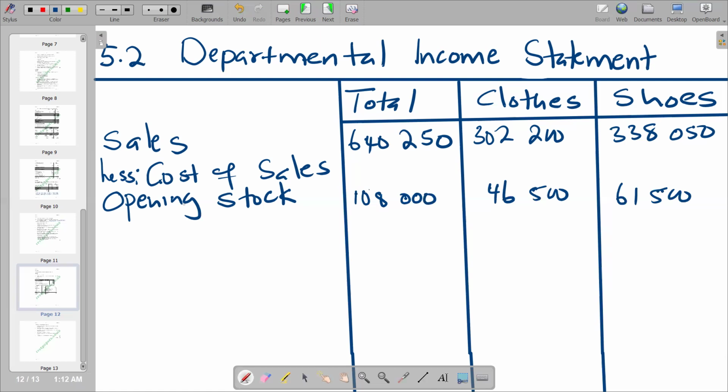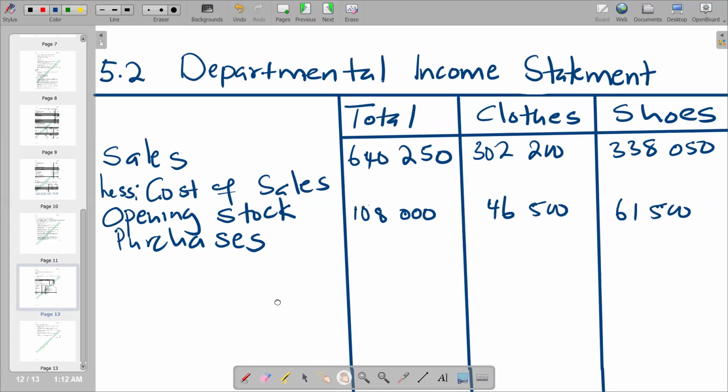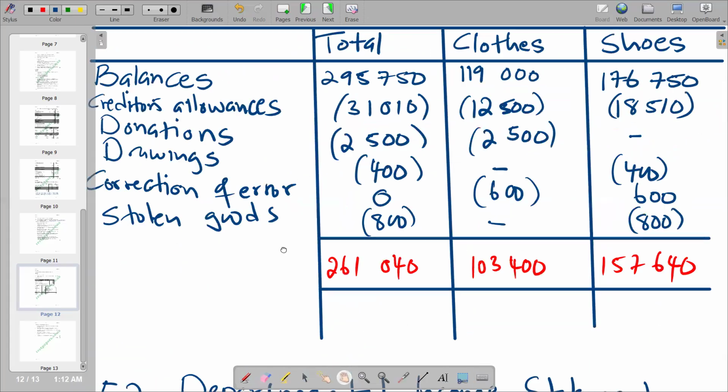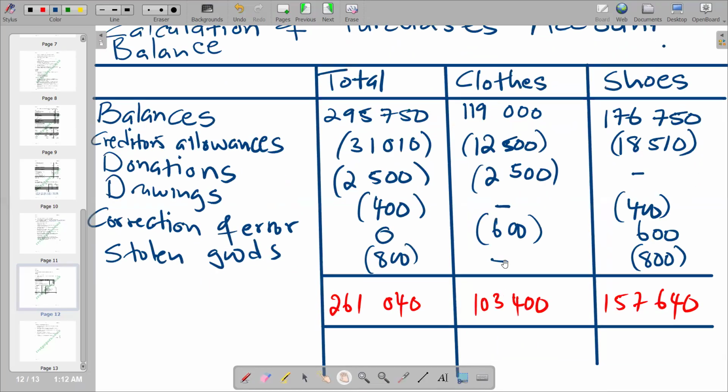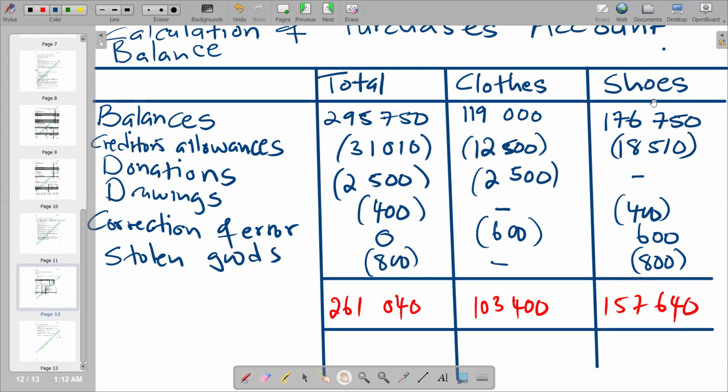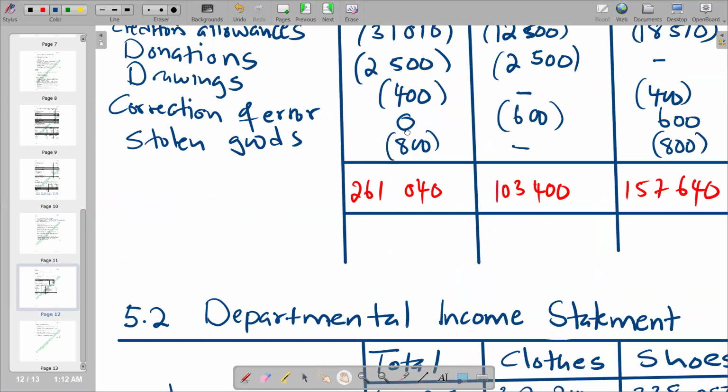So from there, we are supposed to add our purchases. And we take note that the figure for purchases, we calculated it here. This is the calculation of purchase account balance. So for clothes, the figure that we got was 103,400. For shoes, 157,640. So for the total figure is 261,040. So you can just go and put these figures.